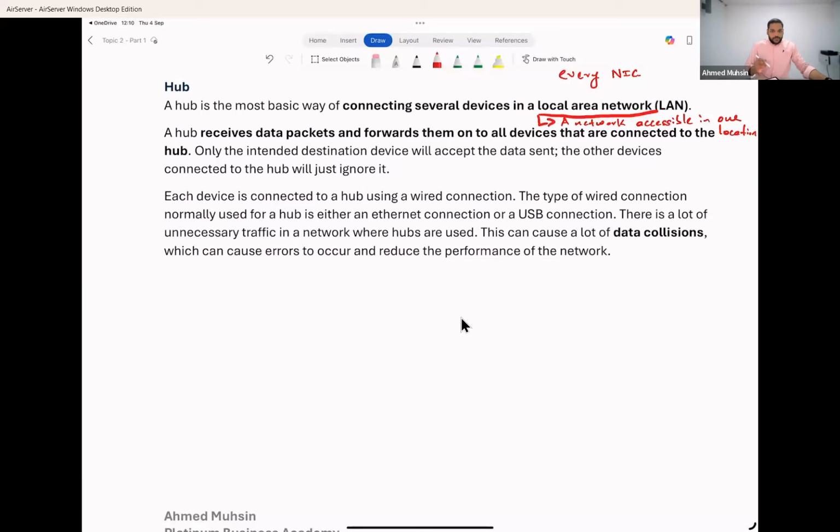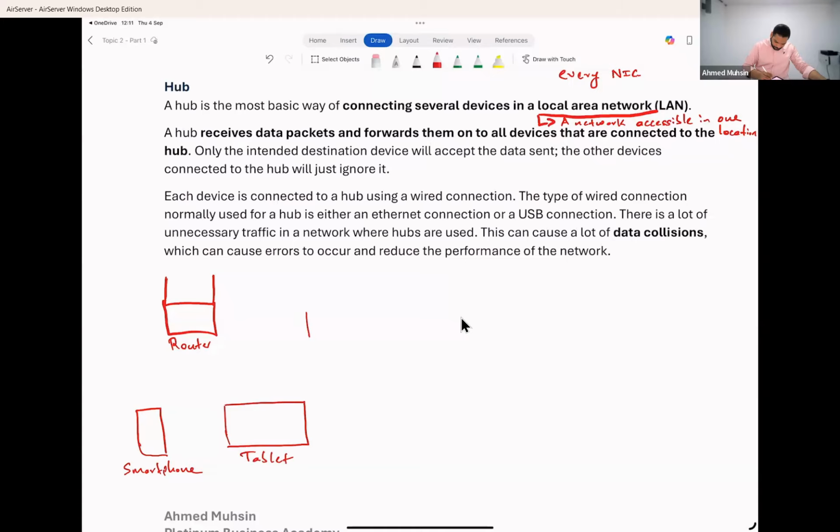We'll say, for example, at home you have a router. So I'll draw a 4G router over here. You have a router at home. And you have your smartphone. I'll just say smartphone over here. You have your tablet with you. You have your laptop also with you. You have these gadgets.